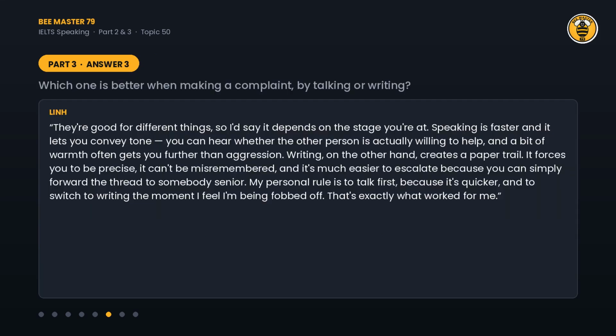They're good for different things, so I'd say it depends on the stage you're at. Speaking is faster and it lets you convey tone. You can hear whether the other person is actually willing to help, and a bit of warmth often gets you further than aggression. Writing, on the other hand, creates a paper trail. It forces you to be precise. It can't be misremembered, and it's much easier to escalate because you can simply forward the thread to somebody senior.